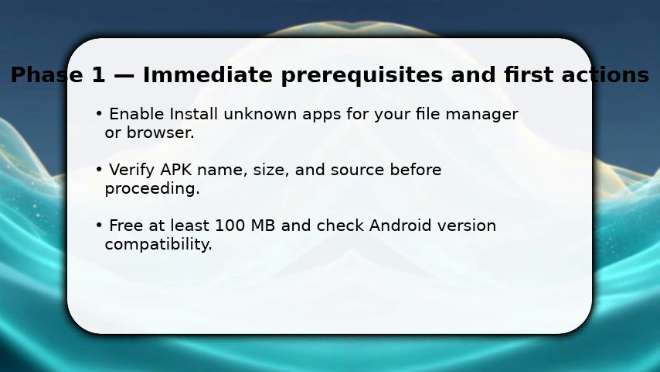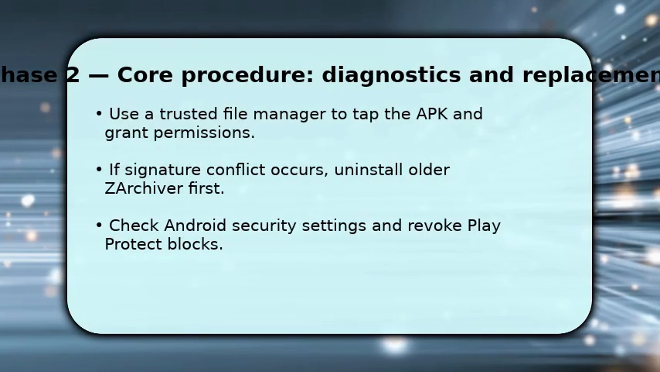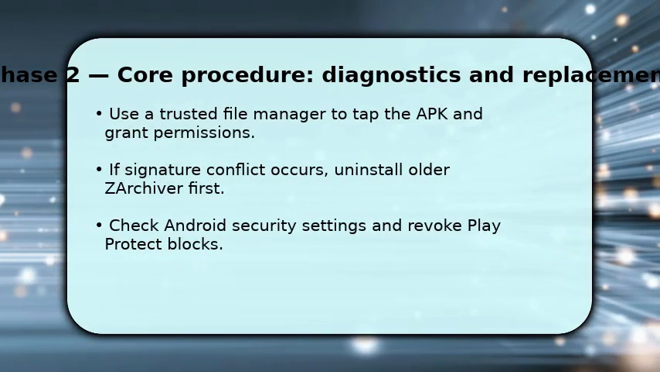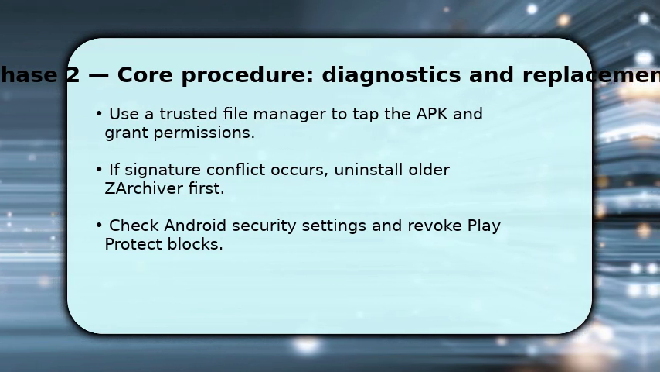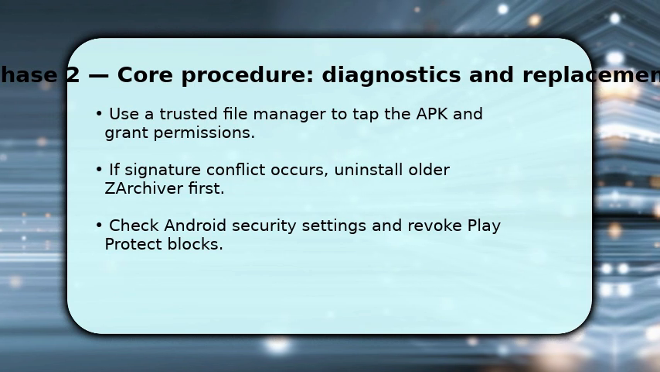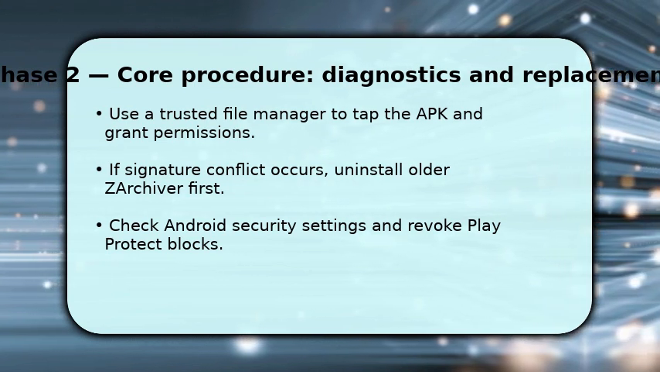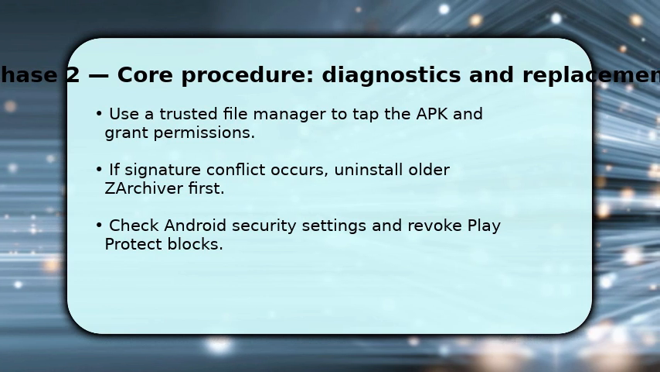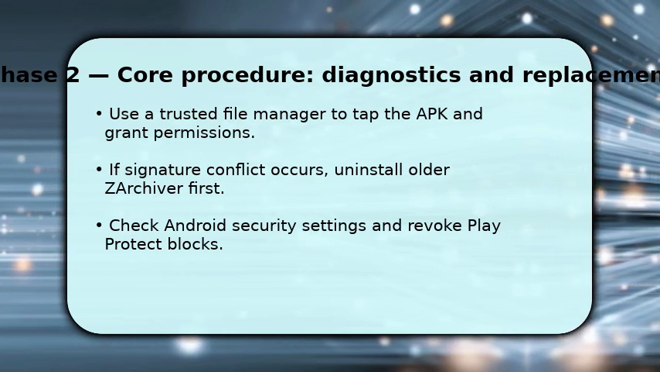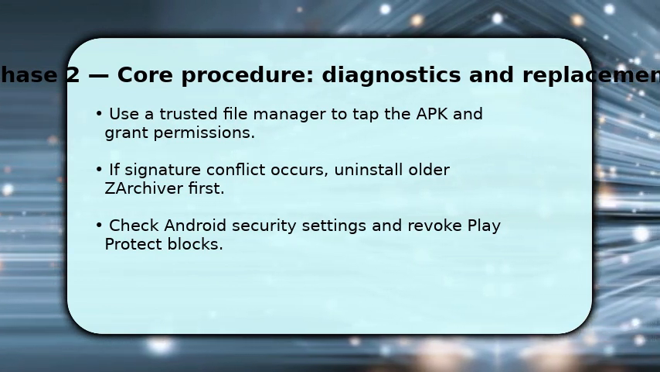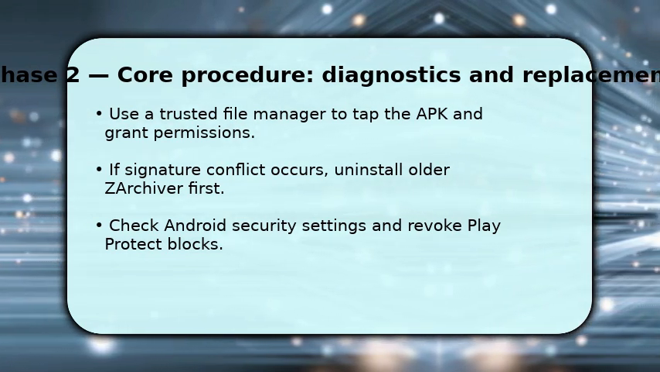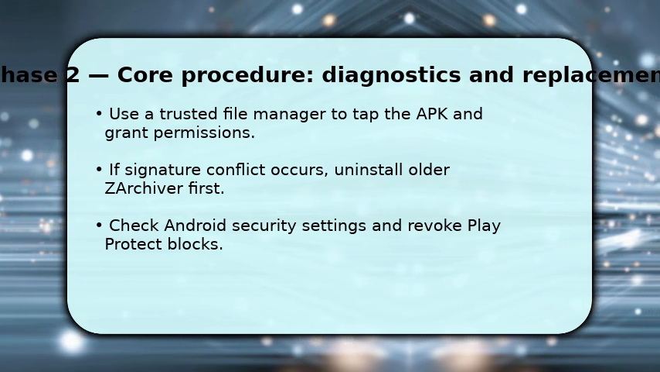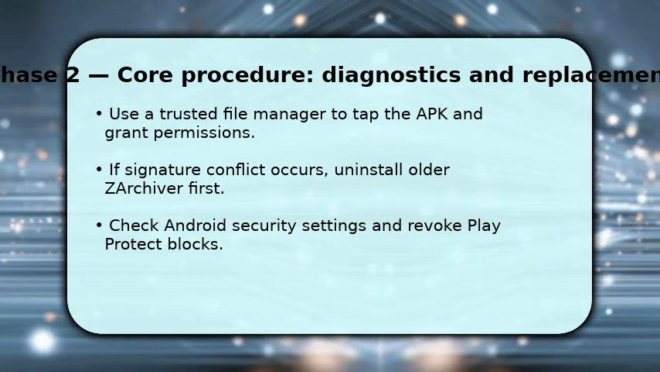You now perform the installation, open a trusted file manager, tap the APK, and accept install from this source when prompted. If Android reports a signature conflict, uninstall any existing Zarchiver or conflicting app, keep user data backed up first. Make sure Play Protect didn't block the APK. If it did, tap Details and allow anyway for this install. Throughout, monitor the prompts so you give the required permissions and avoid partial install.